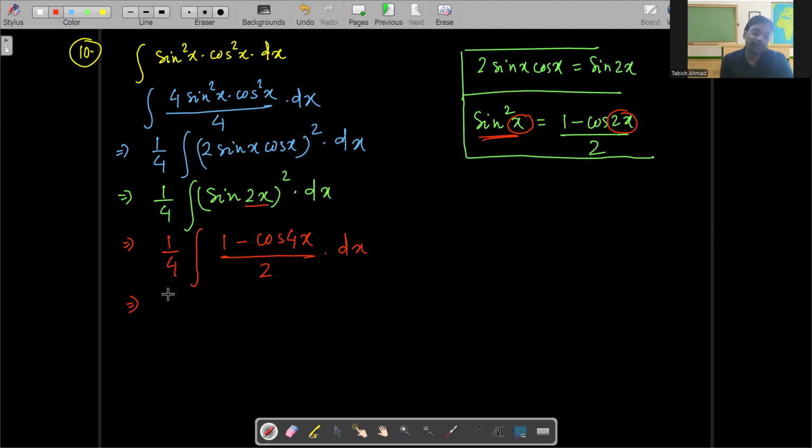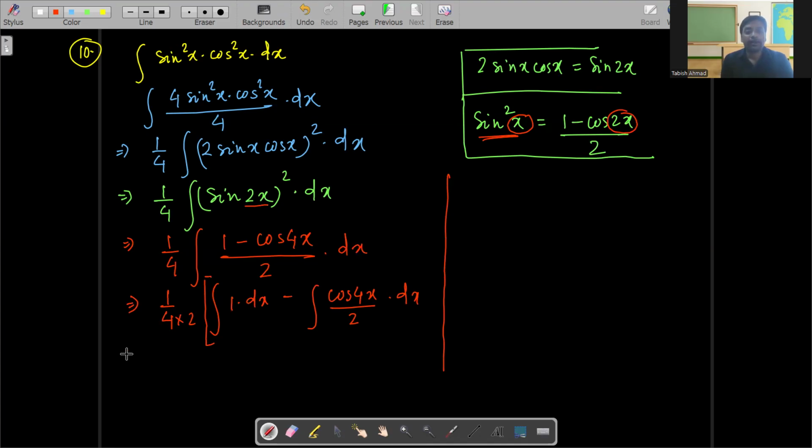So it will become 1 by 4, which is already outside. This 2 also you take it here, times 2. So integration of 1 dx separately I am doing, minus integration of cos 4x over 2 dx. Done. You are done now. Should I change the color? Yeah, I will go with yellow color now.